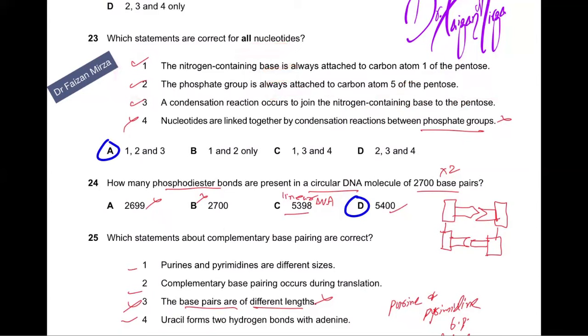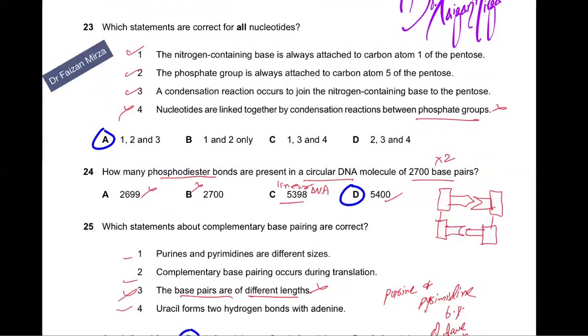Nucleotides are linked together by condensation reaction between phosphate groups. No, the phosphate group of one is attached to the carbon of the carbohydrate of the next nucleotide, not to the phosphate. That's how the 5 to 3 carbon bonds actually form, 5 prime to 3 prime. They are not exactly bonds between phosphates. So yes, as far as the options are concerned, 1, 2, and 3 are correct.